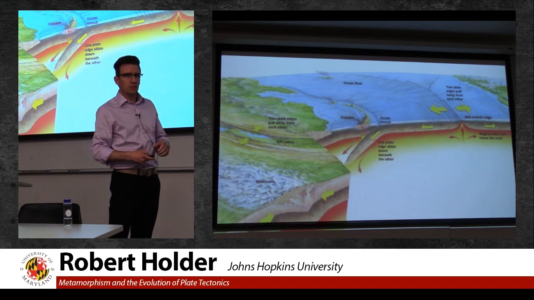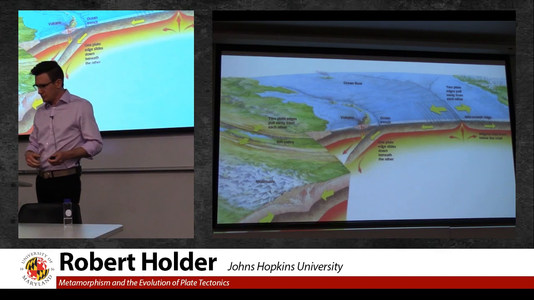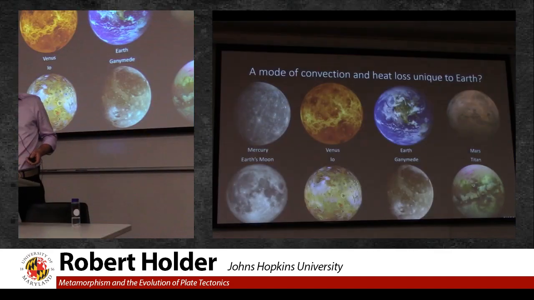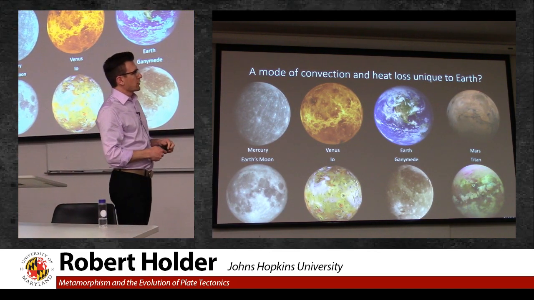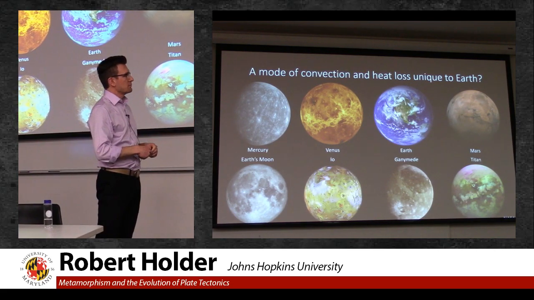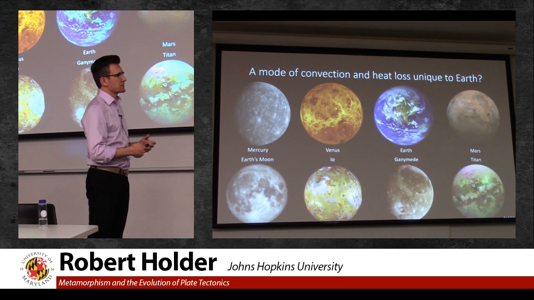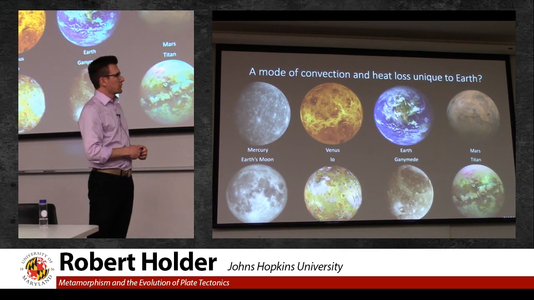And associated with the translations of those oceanic plates, the continents are continuously rifting apart in places and colliding back together in other places. And if we look at Earth as a whole, and we compare it to the other rocky bodies of our solar system, plate tectonics, which we can think of as a mode of planetary convection, or the surface expression of a mode of planetary convection that facilitates the cooling of the planet, seems to be something that's unique to Earth.